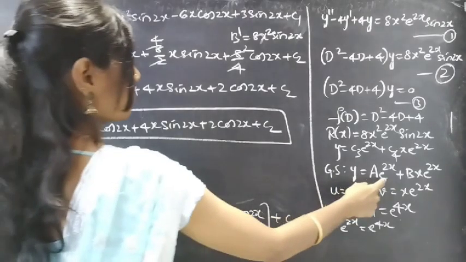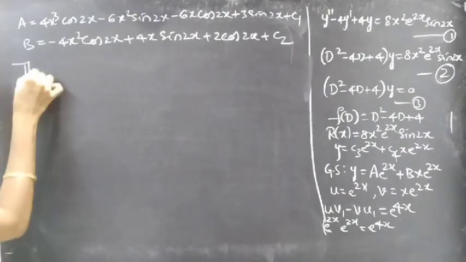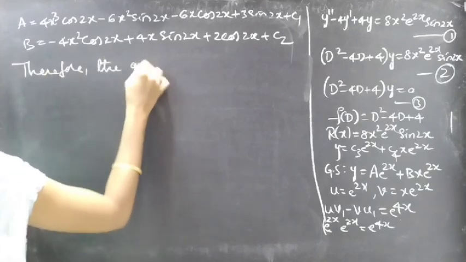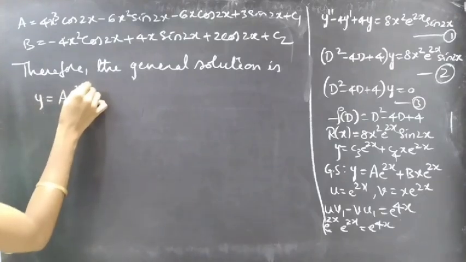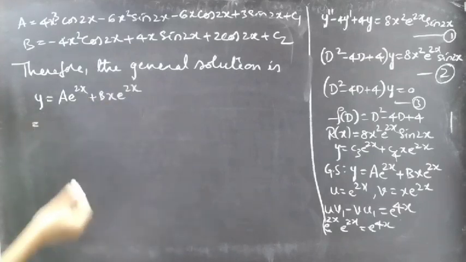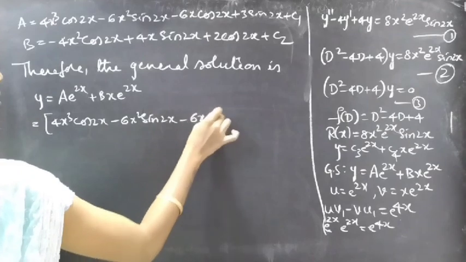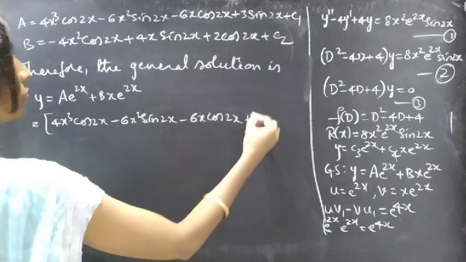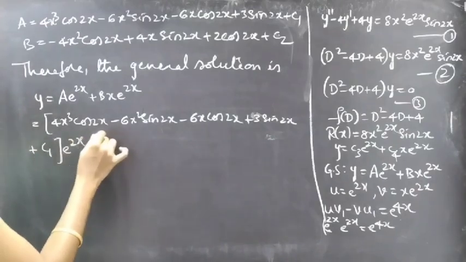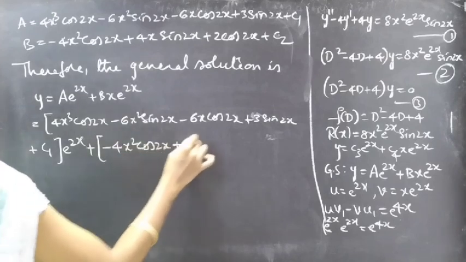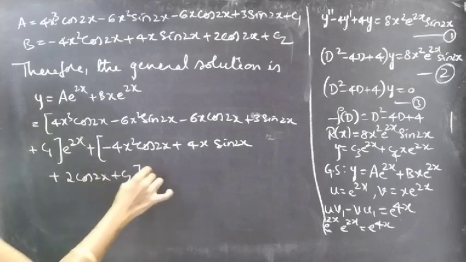So let's find the general solution using y equals a e power 2x plus bx e power 2x. Therefore, the general solution is given by y equals a e power 2x plus bx e power 2x. Substitute a and b here. 4x cubed cos 2x minus 6x squared sin 2x minus 6x cos 2x plus 3 sin 2x plus c1, into e power 2x, plus b, minus 4x squared cos 2x plus 4x sin 2x plus 2 cos 2x plus c2, into x e power 2x.